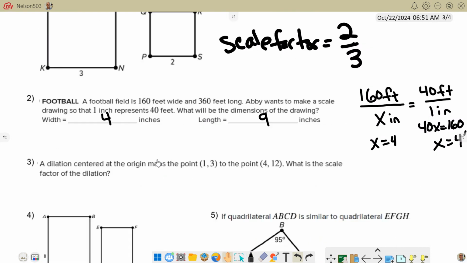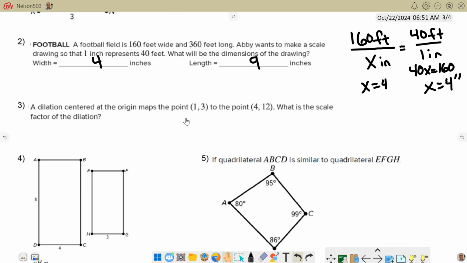Number 3, the dilation centered at the origin takes (1, 3) to the point (4, 12). What scale factor does it have? Well, the image is (4, 12) and the pre-image is (1, 3). So you could just take one of the two numbers, like 1, and divide it into the corresponding number over there, and you see the scale factor is 4. It's really that easy. Like, how did 1 become 4? You're multiplying by 4. Now, let's just double check it. How did 3 become 12? We're multiplying by 4. That's the scale factor. That's all there is to it.